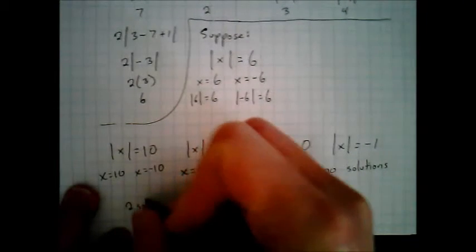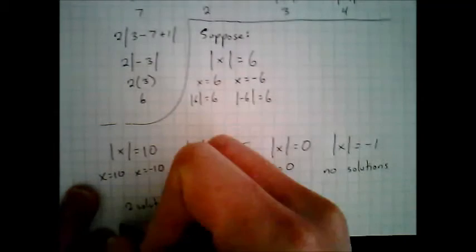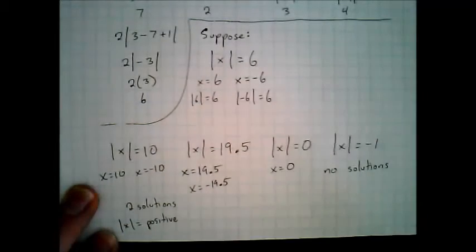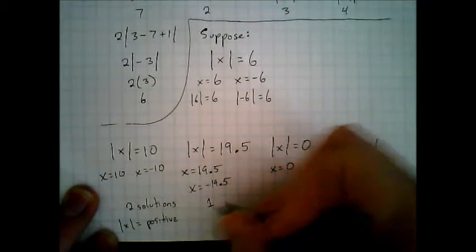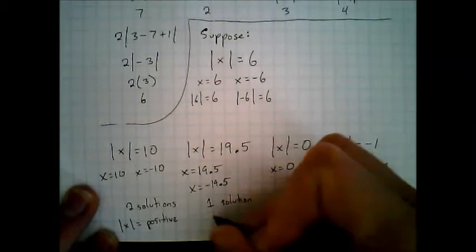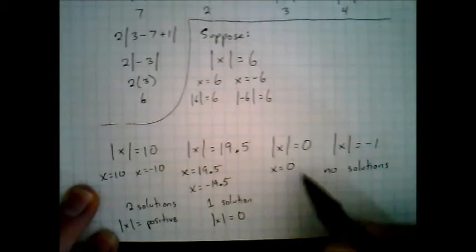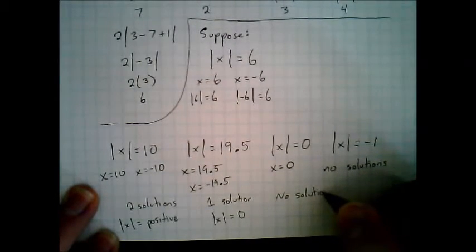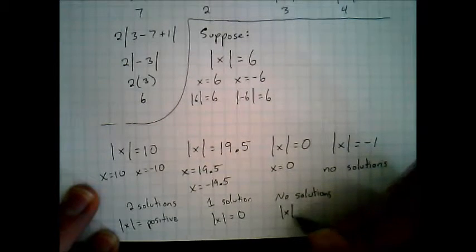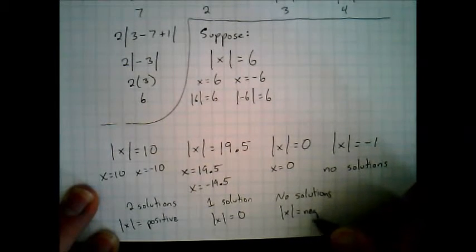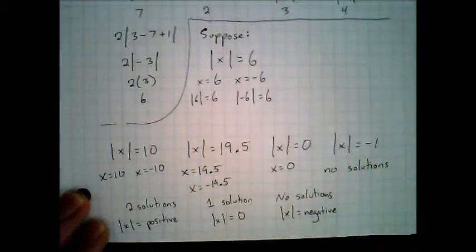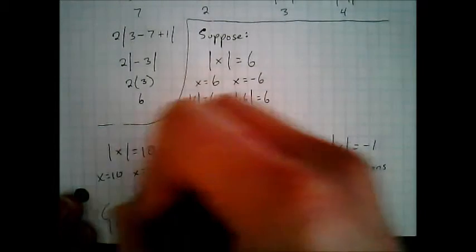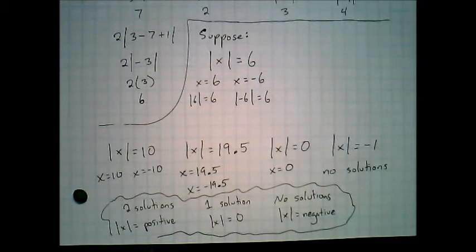So we could have two solutions when we have the absolute value of x equals a positive number. We get one solution when the absolute value of x equals 0, and we get no solutions if we have the absolute value of x equals a negative number. And this is very important, and it's going to help us when problems get a little more complicated.